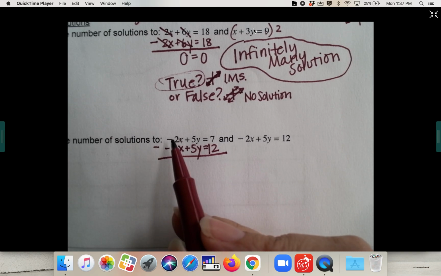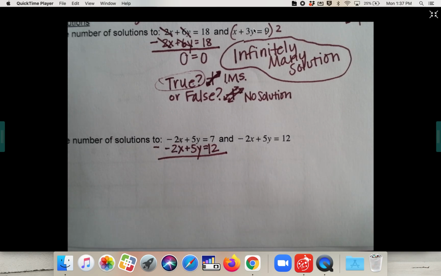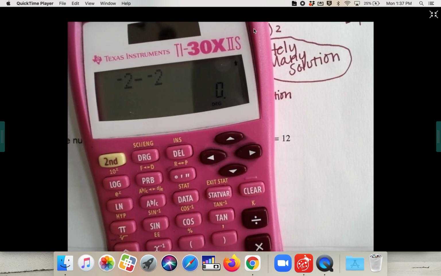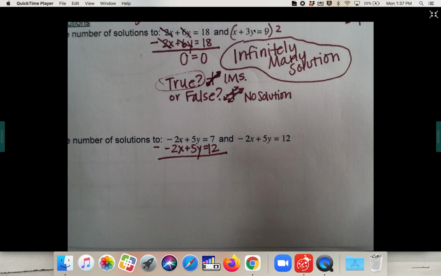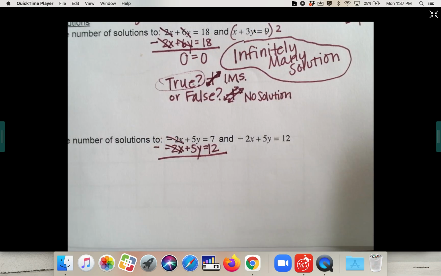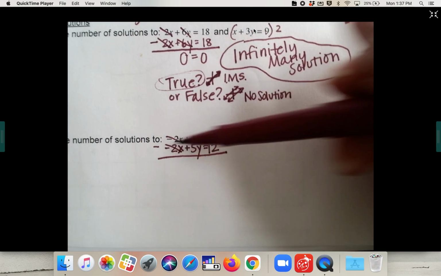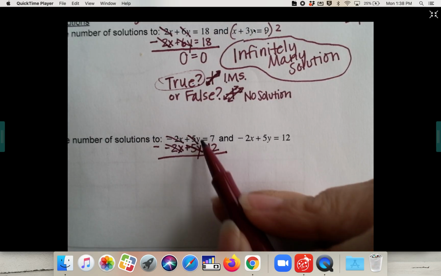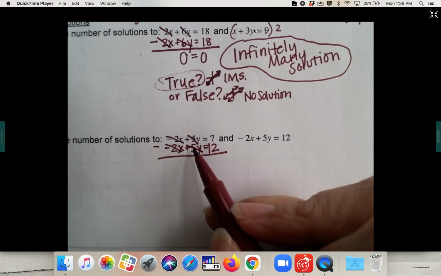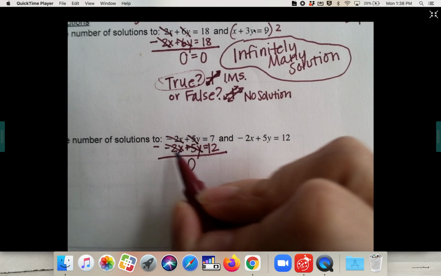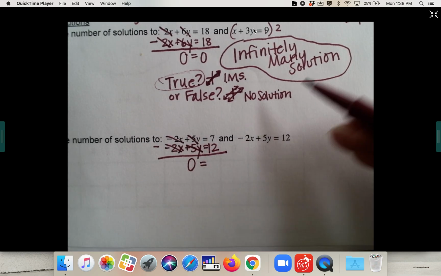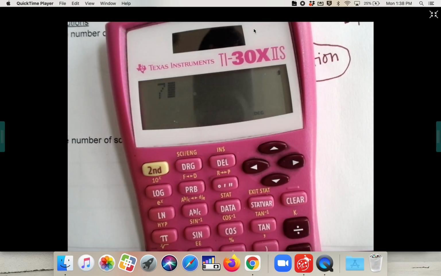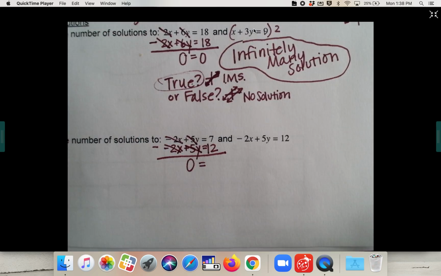So by subtracting, I've got negative 2 minus negative 2. If you don't believe me, let's look. Negative 2 minus negative 2. They eliminate. It's 0. So by subtracting, these eliminate. 5y minus 5y is also 0. So those eliminate too. So here's another example of where all of our variables dropped out, leaving 0, leaving nothing. On the right, 7 minus 12. 7 minus 12 is negative 5.